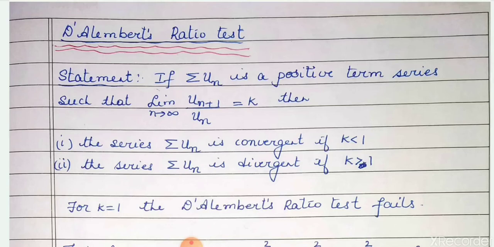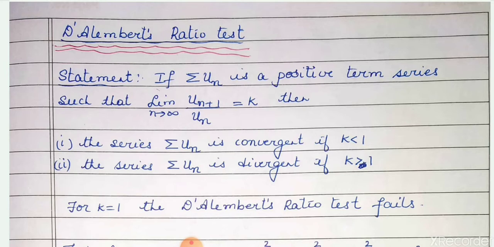My third lecture is on the D'Alembert's ratio test. Statement of D'Alembert's ratio test. If sigma un is a positive term series such that the limit as n tends to infinity of un plus 1 divided by un is equal to k, so that is, we are going to take the ratio of the n plus 1 term and the nth term.